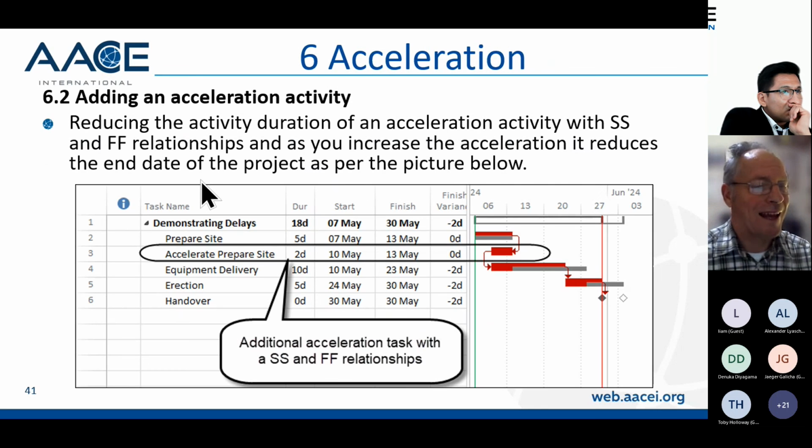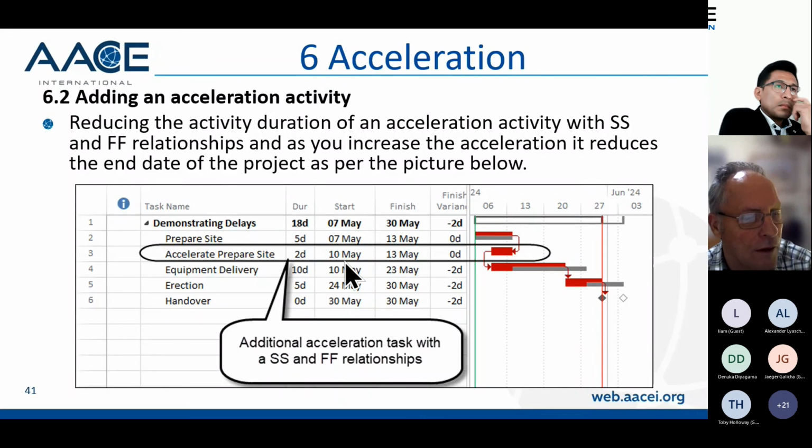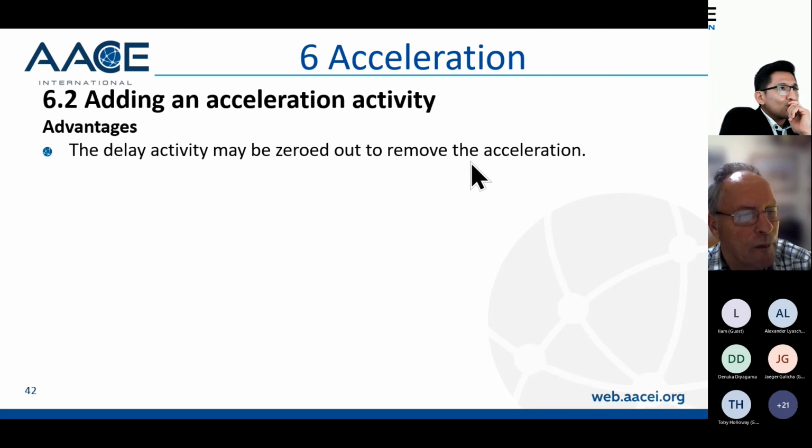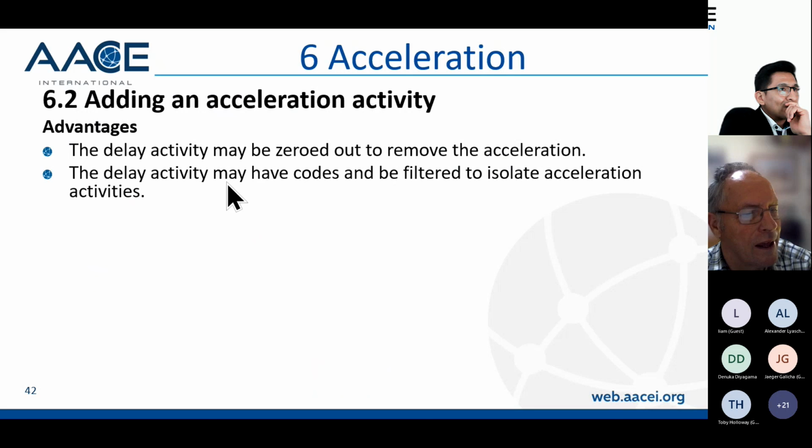The next method is adding an acceleration activity. This is an interesting process where you add a task with a finish to finish and a start to start, and therefore as you increase the value of the duration of the acceleration task, the end date comes in. And so an acceleration task is added with a start to start and a finish to finish relationship. So the advantage is that the delay activity may be zero to remove the acceleration. The delay activity may have codes and filtered out and that sort of thing.